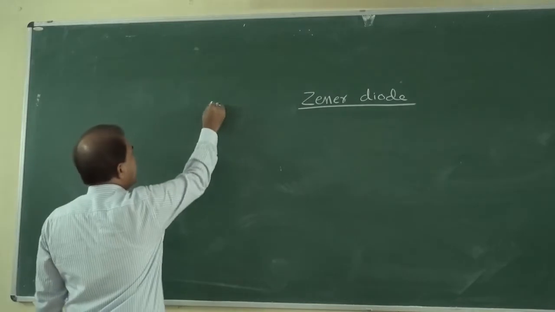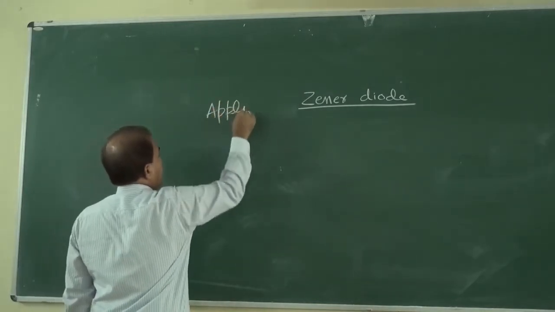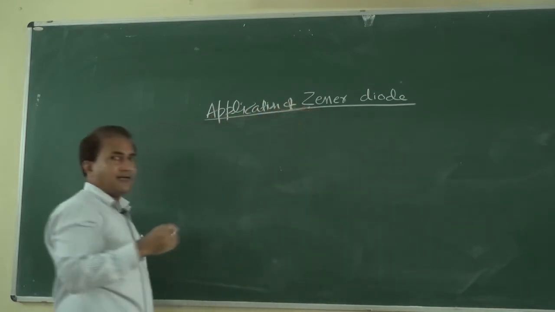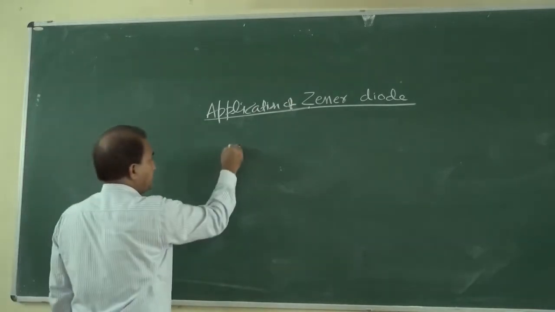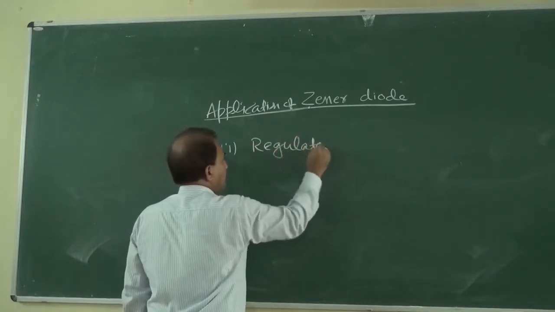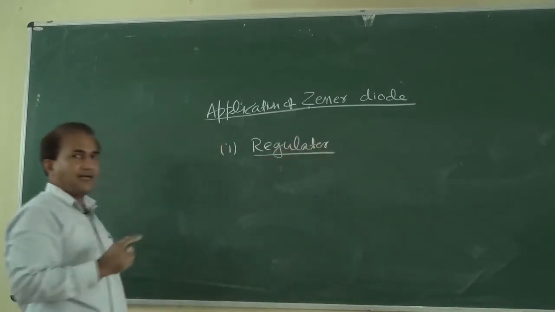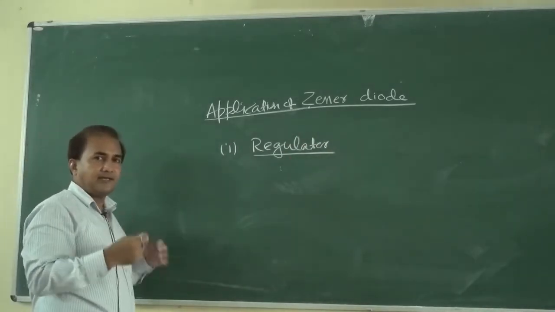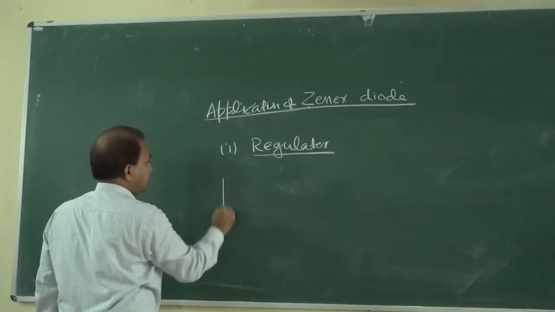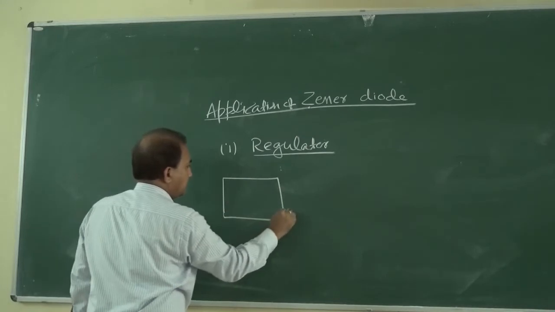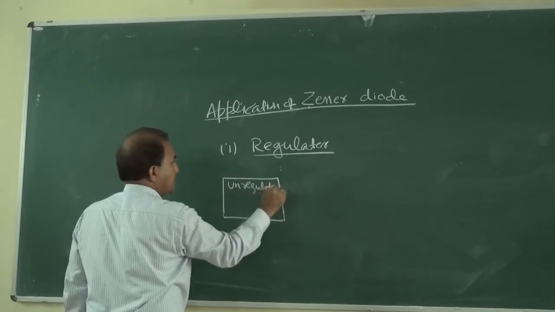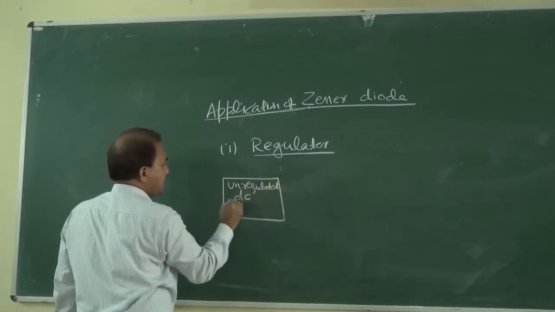Then we will see the application of the Zener diode. Application of Zener diode. A Zener diode can be used to make a regulator. A Zener diode is generally used for making a regulator circuit. So what is the circuit diagram for a regulator? Suppose this is an unregulated DC power supply.